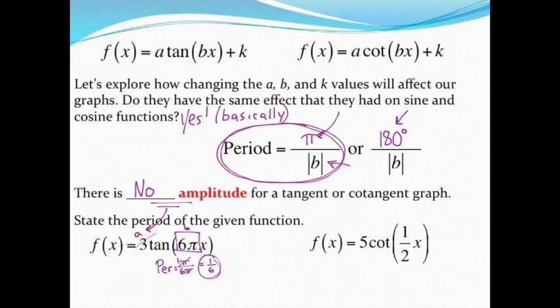Same thing is true for dealing with a cotangent graph. So there's my a value, there's the b value, the 1/2. So to find the period of a cotangent graph, just take pi and divide that by the b value. So 1 pi divided by 1/2. You can either use a calculator for that, or remember, dividing by a fraction is the same as multiplying by the reciprocal. So 1 divided by 1/2 is the same as 1 times 2 over 1, or just 2 pi when I work this out. So the period of this graph is 2 pi.